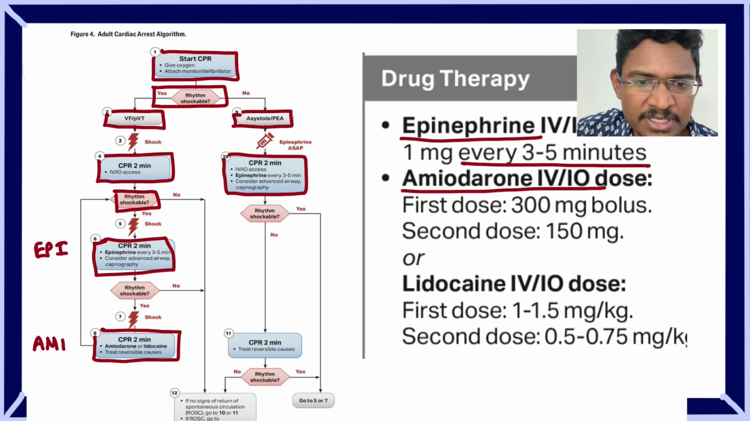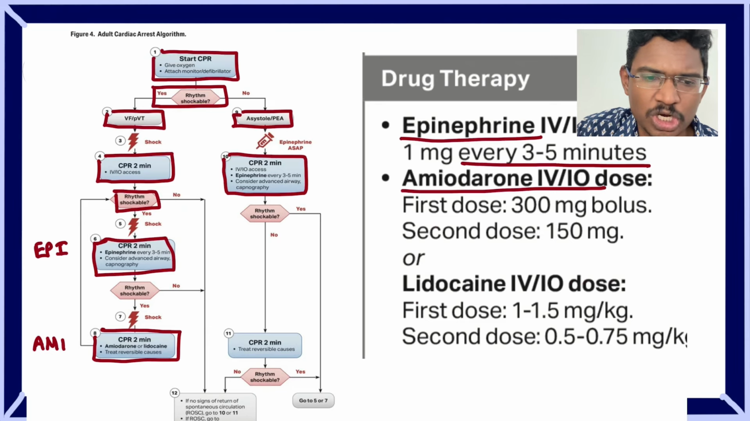Next is 2 minutes CPR followed by your shock. Then what are you going to give? You should give adrenaline. Then again check the monitor whether it's shockable or non-shockable. Shockable means give shock, again CPR. So the third time what you should give is amiodarone or lignocaine. Okay, this is the normal protocol. This should be continued till spontaneous circulation comes back.